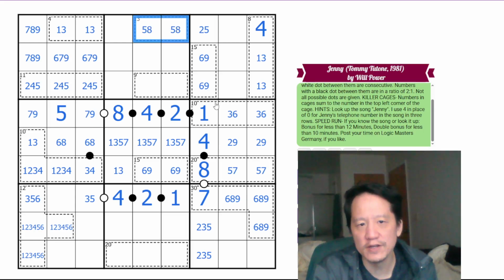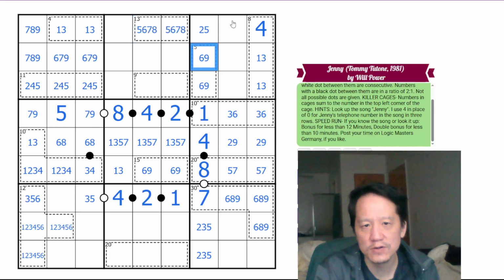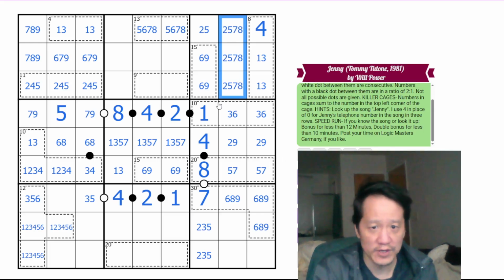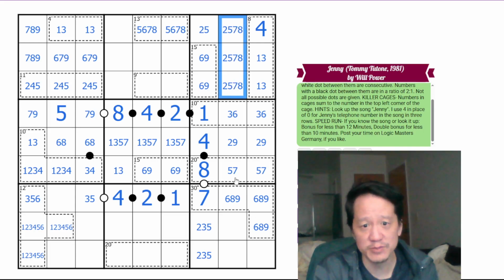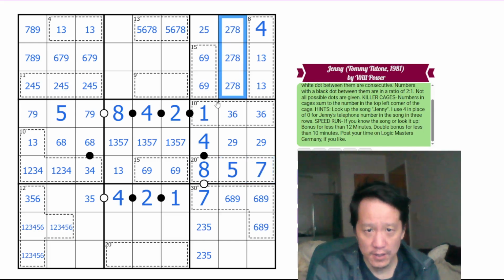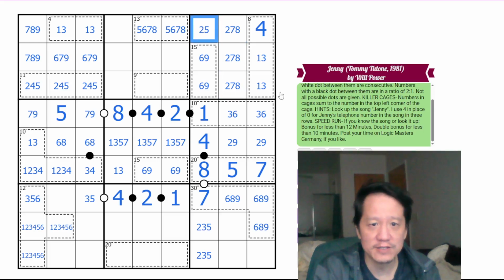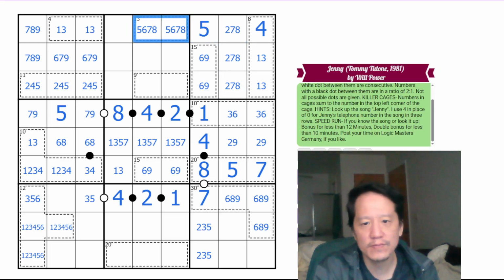Anyways, this is 5 and 8, or 6 and 7 here. This has to be 2, 5, 7, 8, which means this has to be 7, which means that can't be 7. So this is 5, which makes that 7. It still would have been fast, but yeah.